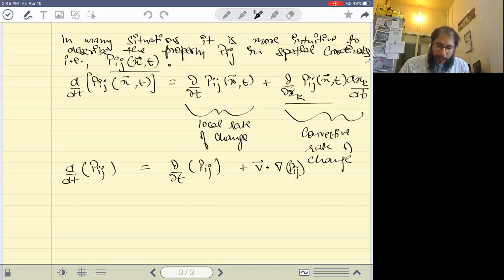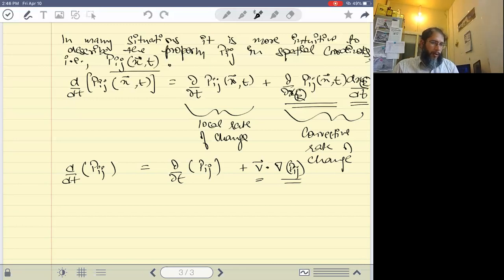So you can see that ∂ by ∂xk of Pij is nothing but the gradient of Pij, and dxk by dt is nothing but your velocity. And since you have the index k here, and the Einstein notation is applied, that basically means there's a dot product here. So this is how you write the material derivative for a quantity which is described using the spatial coordinate system, or the Eulerian description.